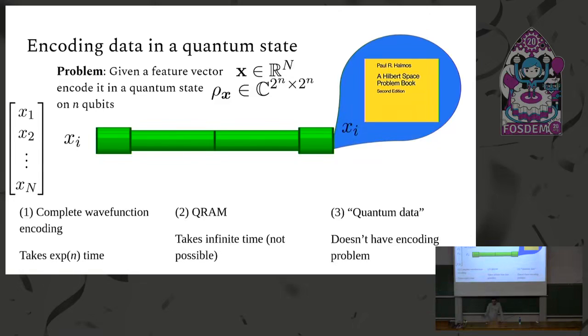And the third thing, which I mentioned briefly before, was quantum data, which doesn't have this encoding problem because the underlying data has nice physical assumptions, such as like locality and other things. So you may be able to get away there, but if you want to do any quantum machine learning on classical data, you're always going to have this problem.